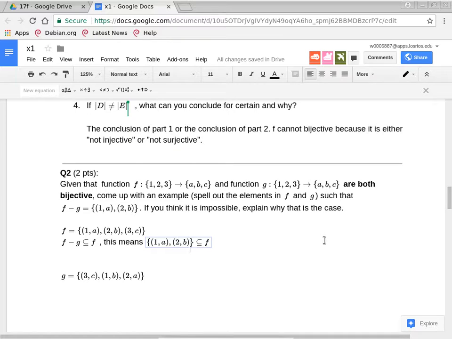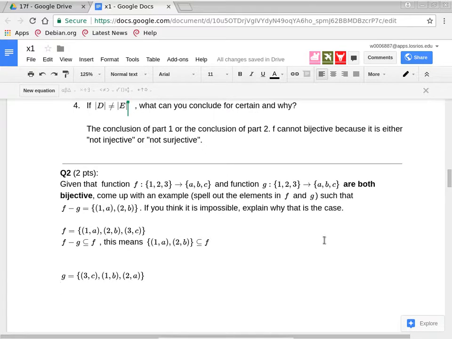So when we get to G, the constraint of G is it cannot contain anything in F minus G. Is that making any sense? Okay. So that means 1A and 2B cannot be a part of G. But we also know that 3C cannot be part of the difference too, because if it were part of the difference, then it would have shown up in F minus G. That's why we know 3C has to be an element of G.